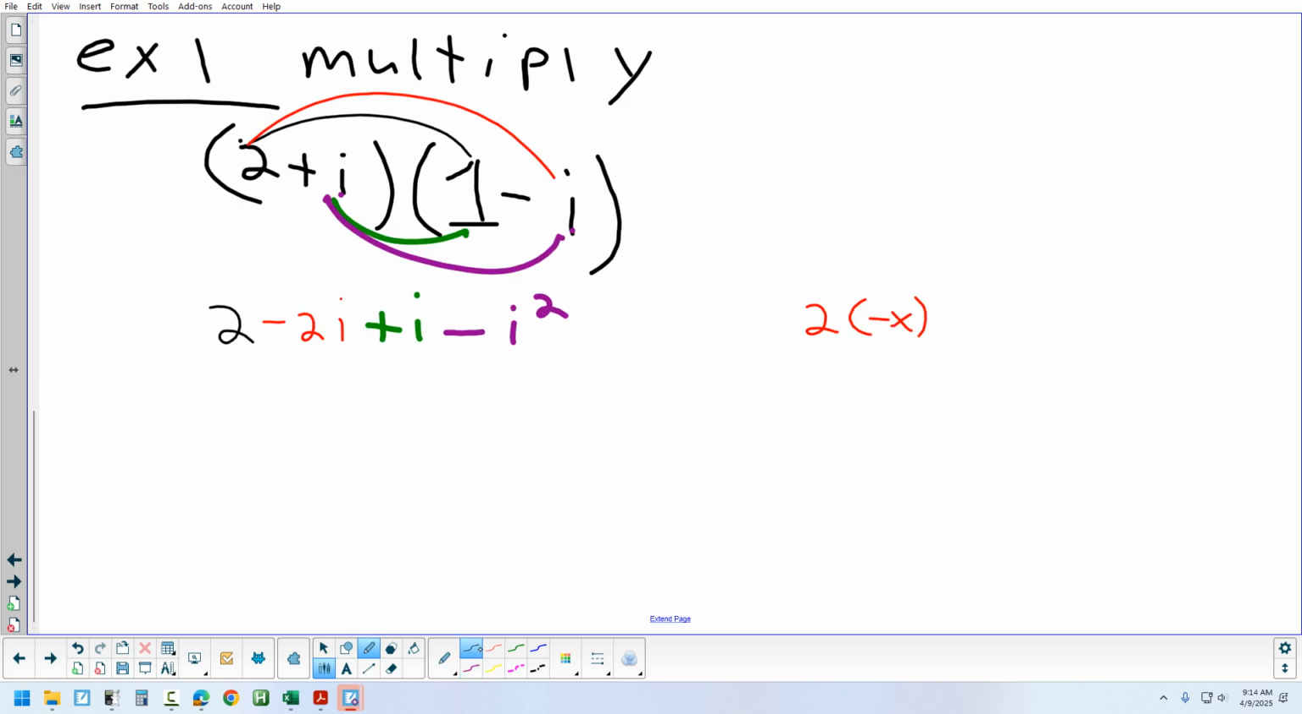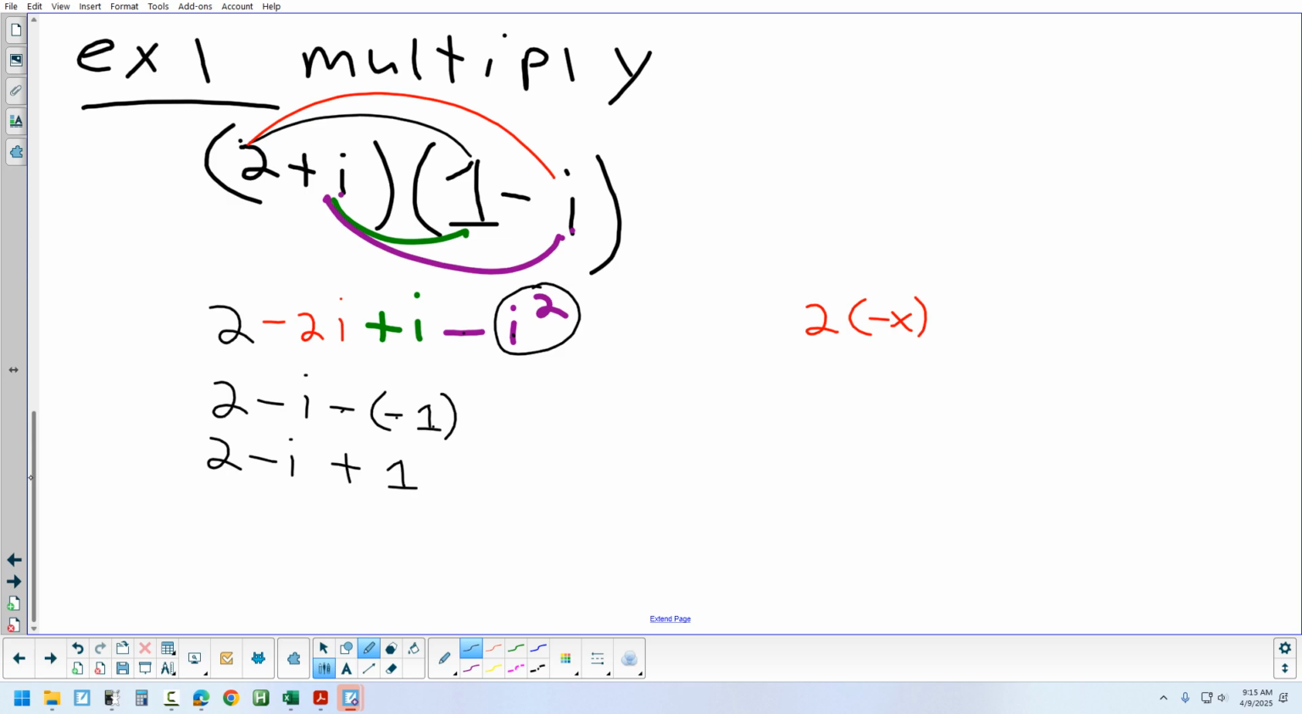So now we've got some like terms. Negative 2i plus 1i. What's negative 2i plus 1i? Negative i. So that's negative i, minus, and we just said what this is. This minus i I just copied down right there. But what's i squared? Negative 1. So we've got 2 minus i, minus negative 1. Plus 1.